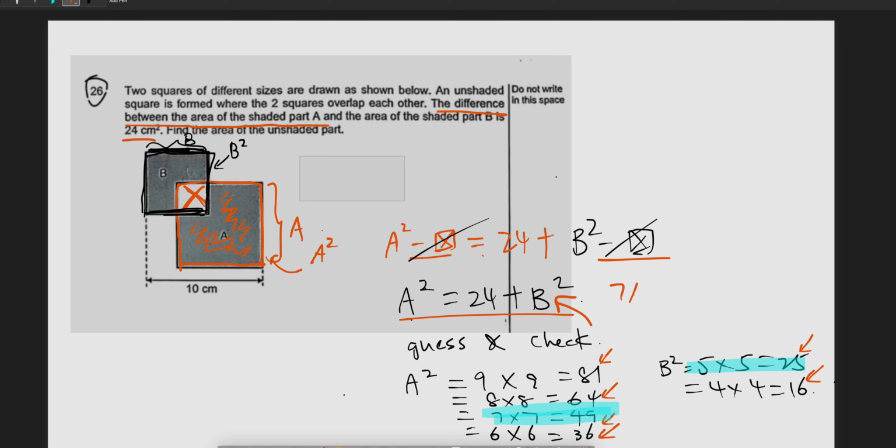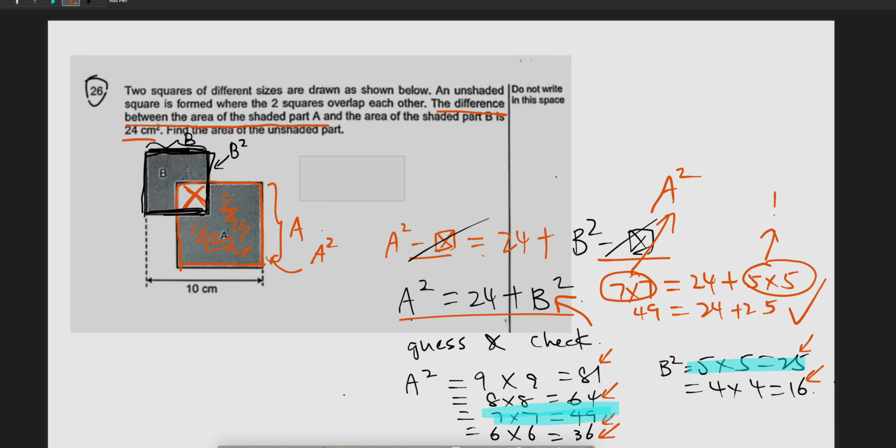So if you have 7 times 7, is it equal to 24 plus 5 times 5? So this is 49, and this is 24 plus 25. Yes, so therefore you can figure out this is actually your A square, and this is actually your B square. So with this, your A is equal to 7, and your B is equal to 5.